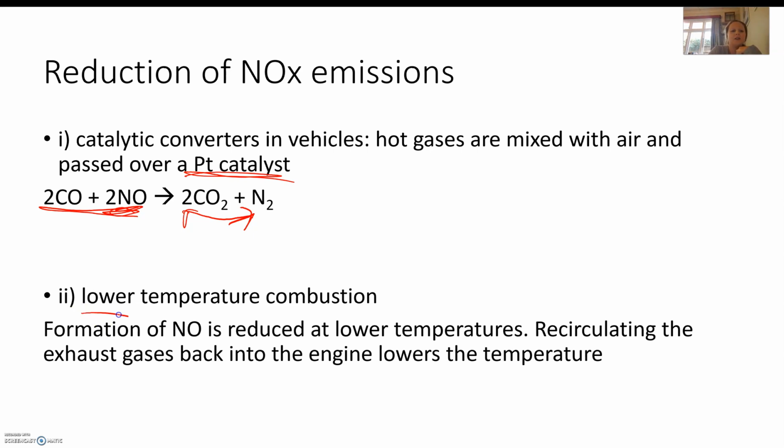The other thing is a lower temperature of combustion. So the formation of NO is reduced at lower temperatures. So if we can recirculate the exhaust gases back into the engine, it lowers the temperature, and we get less NO produced. So there's a lot of research into this stuff, because until we stop using fossil fuels and we stop using petrol, we're going to have these issues, which are the most harmful to our environment.